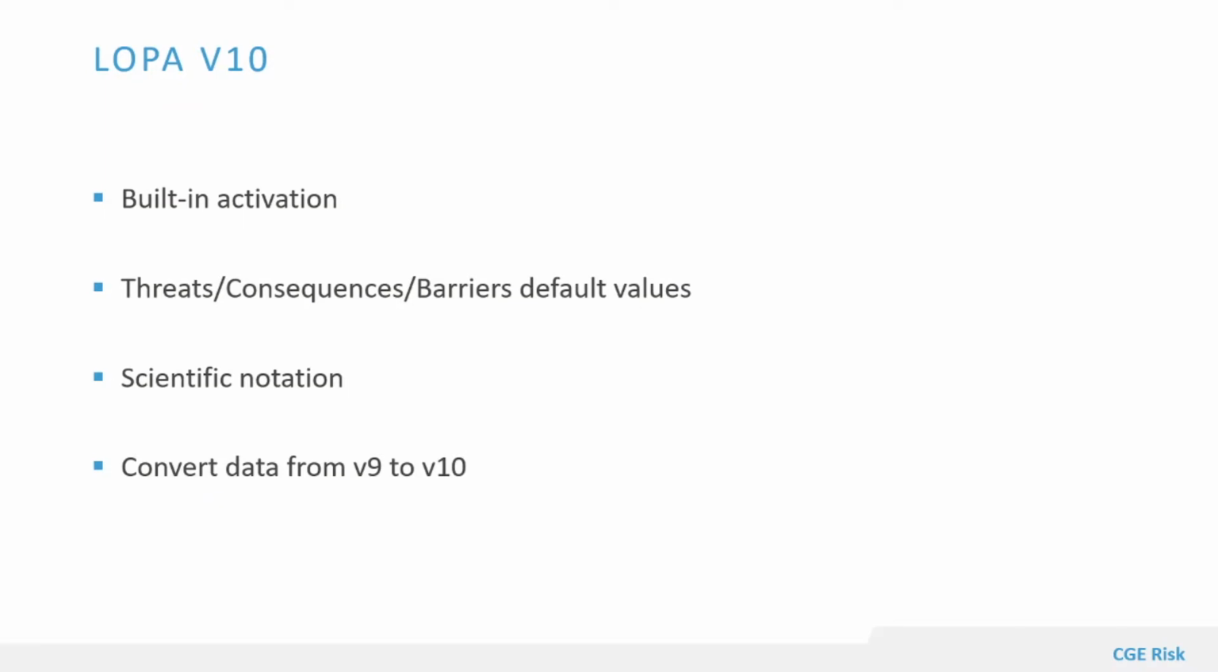In this video I will discuss these key points: built-in activation, threats, consequences and barriers, default values, which I will demonstrate in the software on how to edit. I'll also show how to change the scientific notation within the software. And lastly, when you're changing from version 9 to version 10, you will need to convert your data.